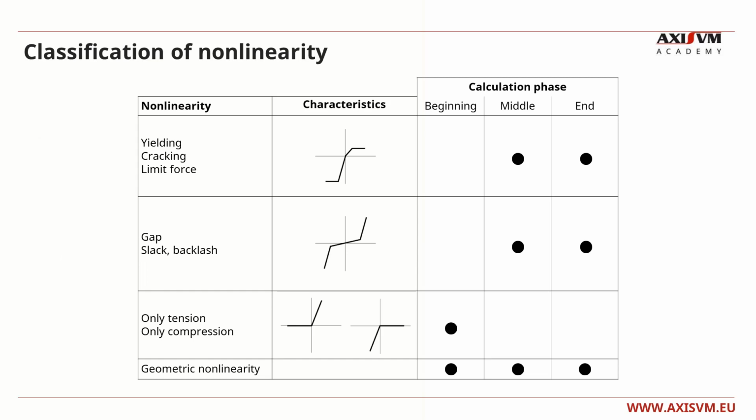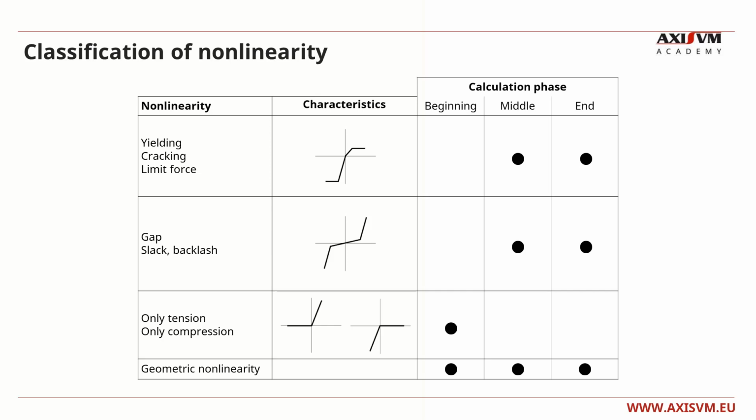In this slide, I would like to classify the different kinds of nonlinearities according to which phase of the calculation they start to work. Most of them begin to work after a limit of strain or internal force. Yielding of material, cracking of reinforced concrete, truss with limit force, closing of a gap, hinge with slack, or support with backlash are in this group. They are usually modeled with simplified characteristics, of which the beginning part is linear. Therefore, in case of these types of nonlinearities, weak convergence is expected only at higher load levels.